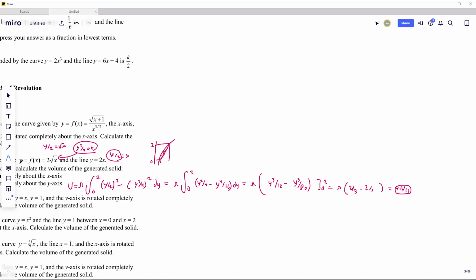And yeah, that's pretty much it. A was 4 pi over 3, B was 2 pi over 3, and C was 4 pi over 15.